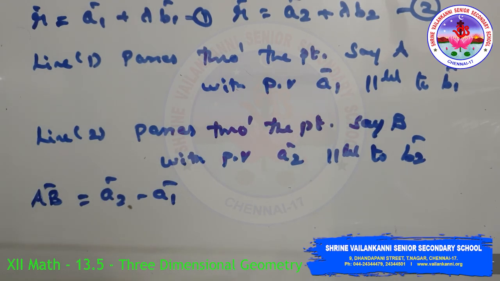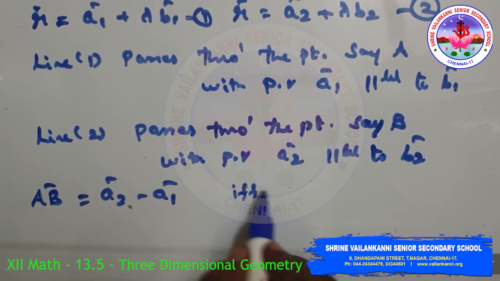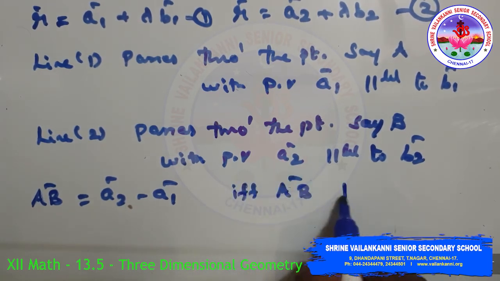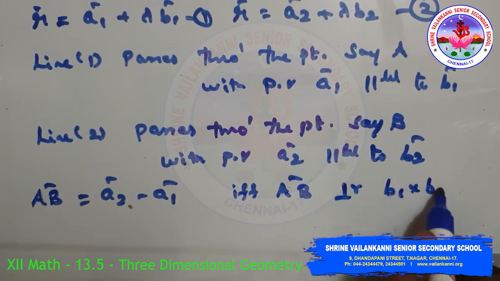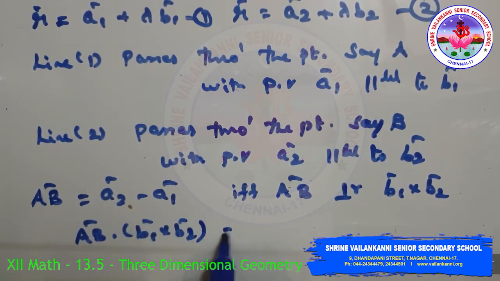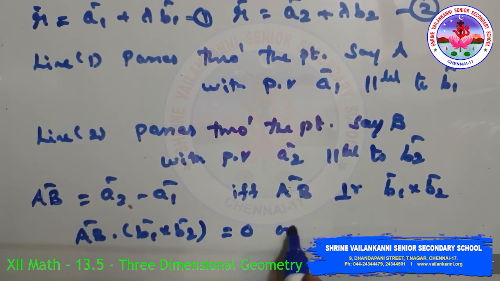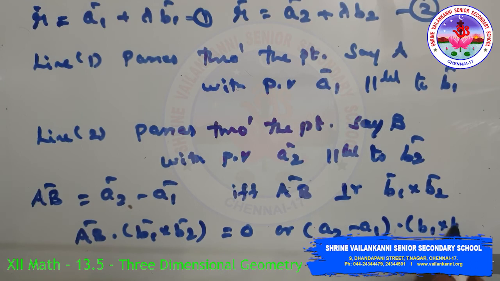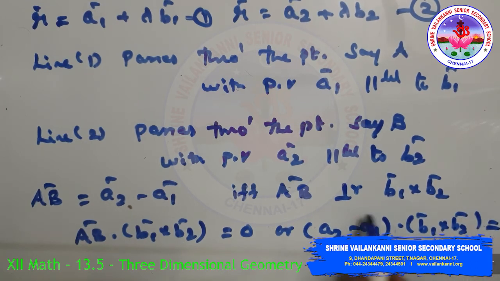Then AB equals a2 minus a1. The given lines are coplanar if and only if AB is perpendicular to b1 cross b2. Therefore, AB dot b1 cross b2 is equal to 0. Or we can write this as (a2 minus a1) dot b1 cross b2, which is equal to 0.